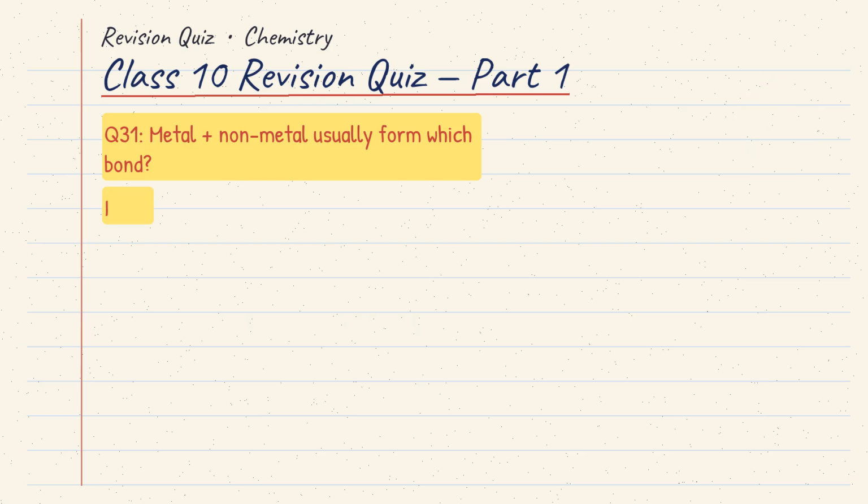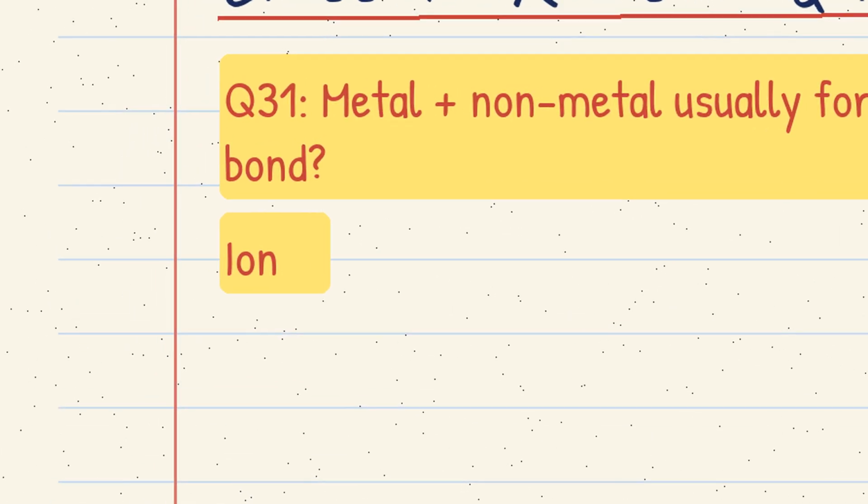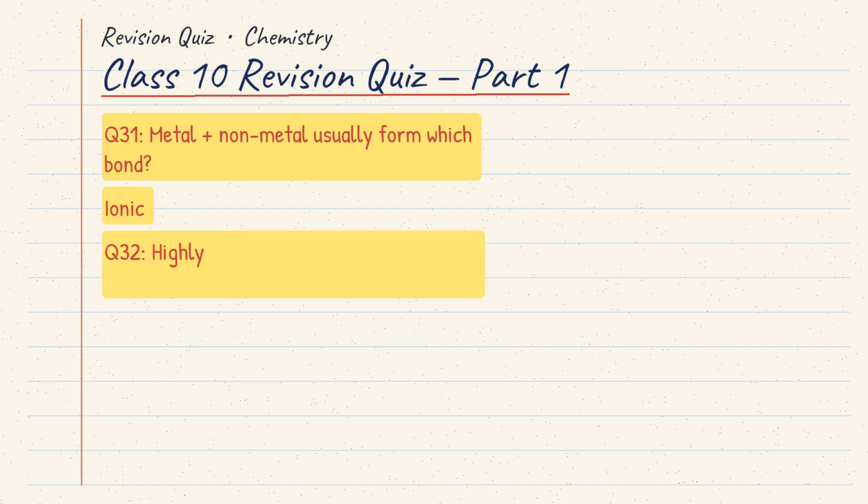The answer is ionic. For example, NaCl. Question 32. Highly reactive metals like sodium are extracted by? Pause and think.